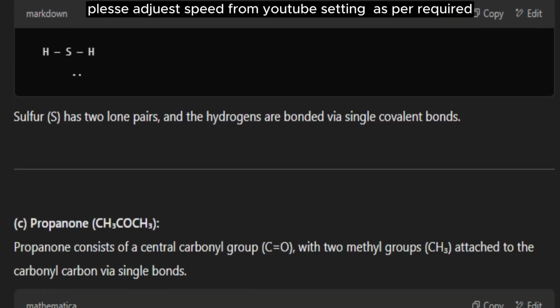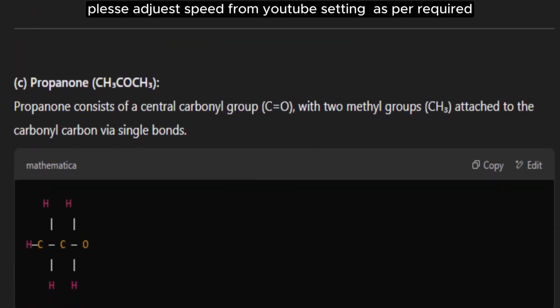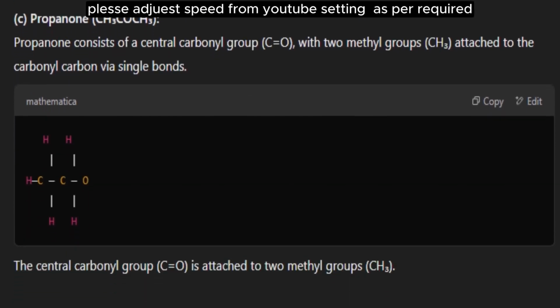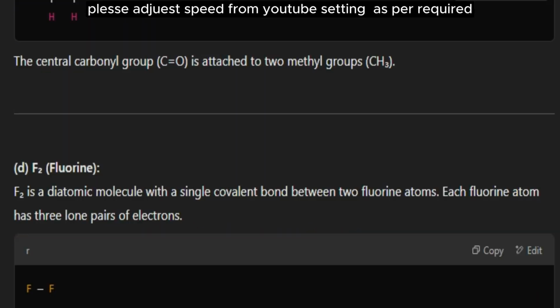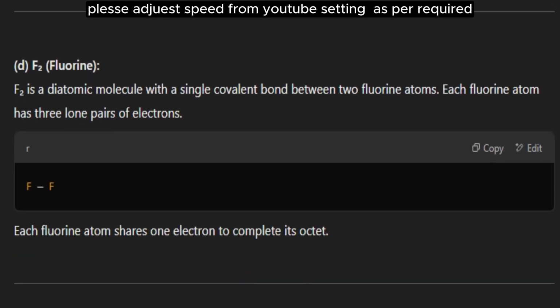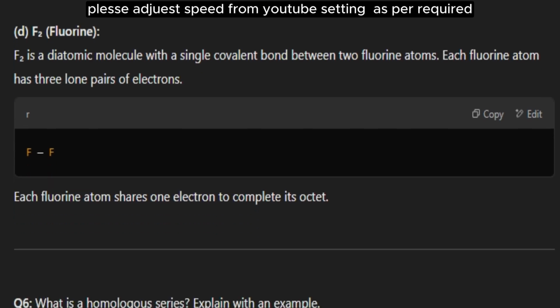C. Propanone, CH3COCH3. Propanone consists of a central carbonyl group, C=O, with 2 methyl groups, CH3, attached to the carbonyl carbon via single bonds. The central carbonyl group, C=O, is attached to 2 methyl groups, CH3. D. F2, fluorine, is a diatomic molecule with a single covalent bond between 2 fluorine atoms. Each fluorine atom has 3 lone pairs of electrons. Each fluorine atom shares 1 electron to complete its octet.